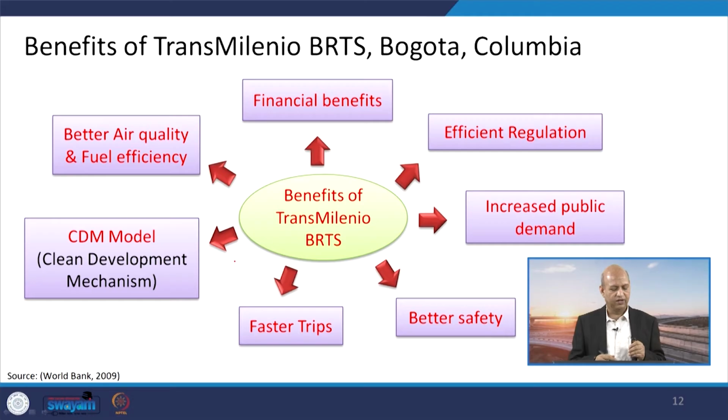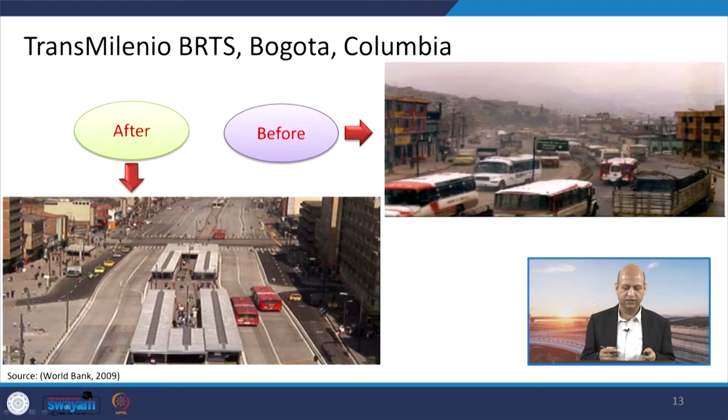bus lane. And then clean development mechanism, those CDM related fuel efficiency, all those engine related technologies they are using. So, better air quality and fuel efficiency are related to each other, that is also achieved. So, so many benefits, multiple benefits have been the outcome of this BRTS in Bogota.